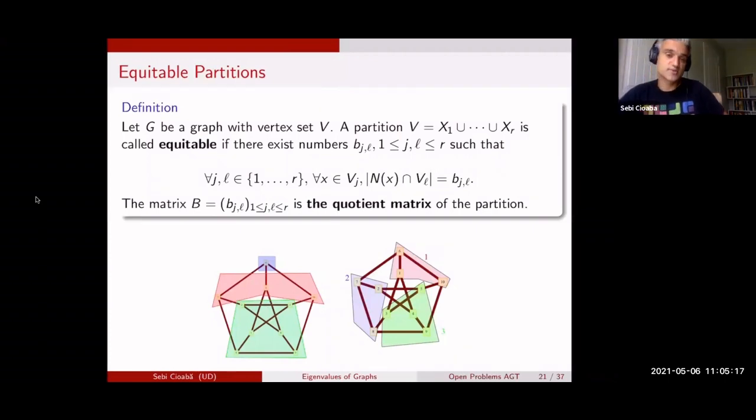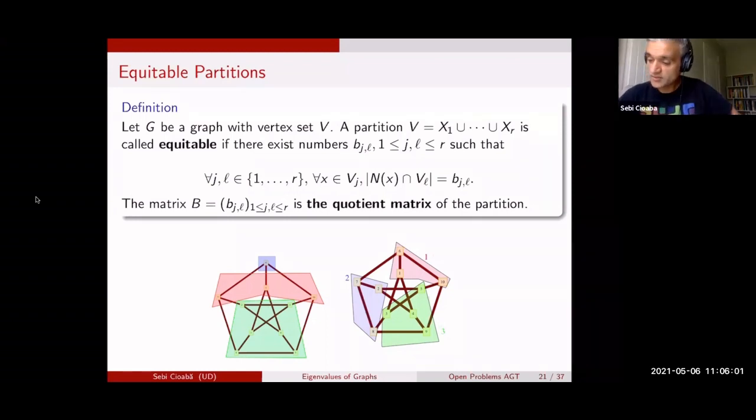As you all know, I assume everybody is aware of these things, but if you have a graph and a partition of the vertex set, it's called equitable if you have numbers that depend only on the indices of the classes in the partition, such that if you take any vertex in class J and you count the number of neighbors of that vertex in class L, that doesn't depend on the vertex, it just depends on J and L. And you can create this quotient matrix B. On the left, there is an equitable partition of the Petersen graph. And on the right, it's a partition of the Petersen graph that is not equitable.